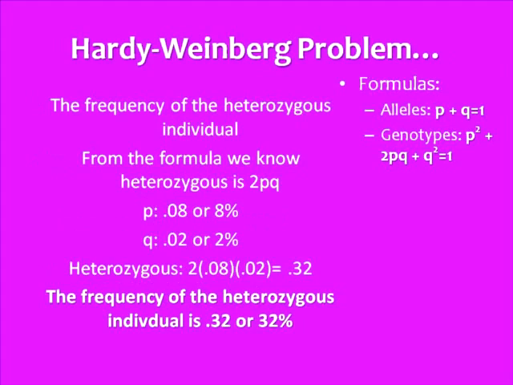Alright, so for the heterozygous individual, from the genotype formula, we know that the heterozygous is represented as 2P times Q. And in the previous steps, we found P to be 0.98 or 98%, and we found Q to be 0.02 or 2%. So therefore, we just plug these numbers into 2P times Q. So we will have 2 times 0.98 times 0.02, which gives us 0.04. So the frequency of the heterozygous individual is 0.04 or 4%.